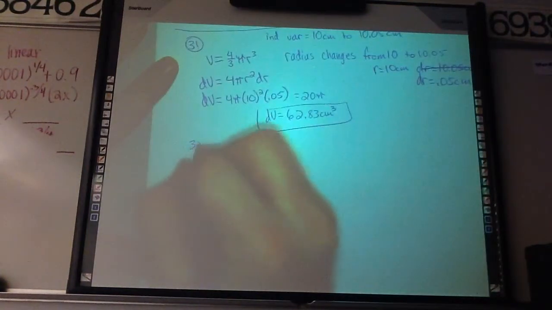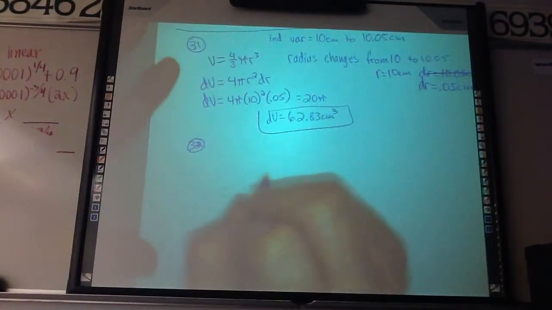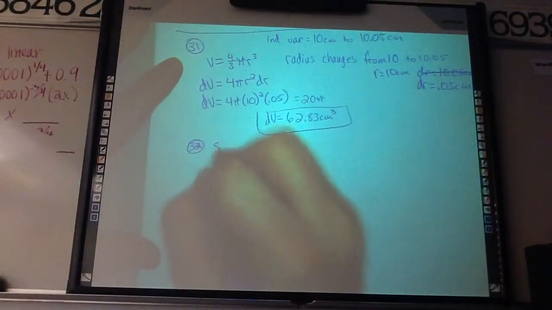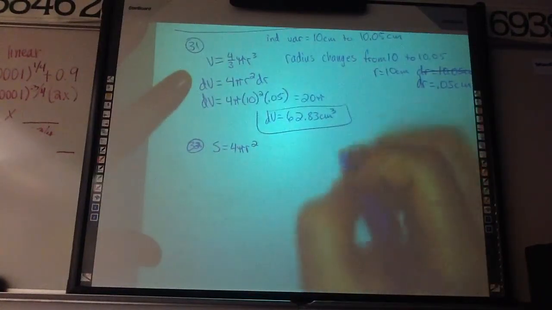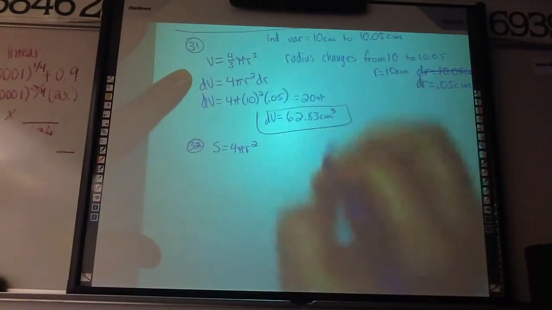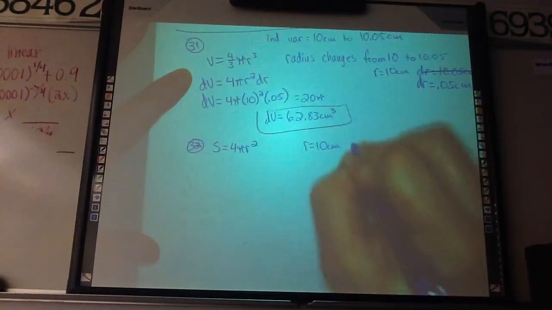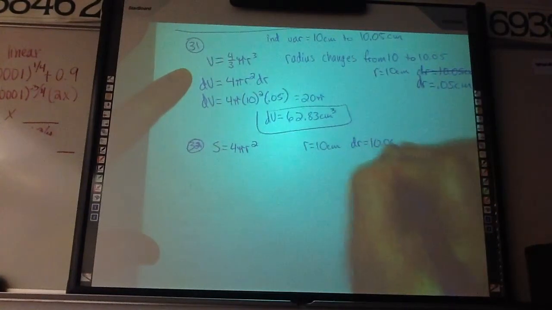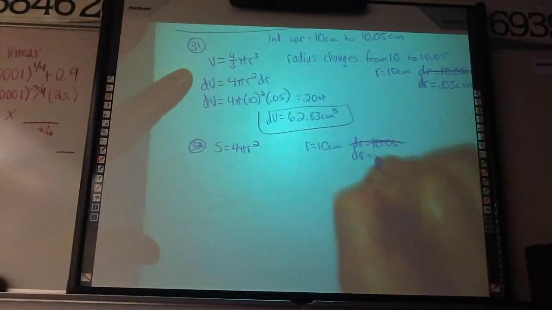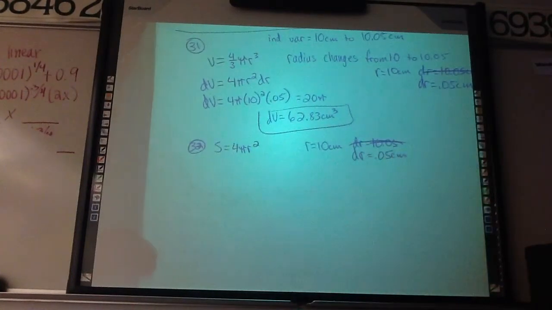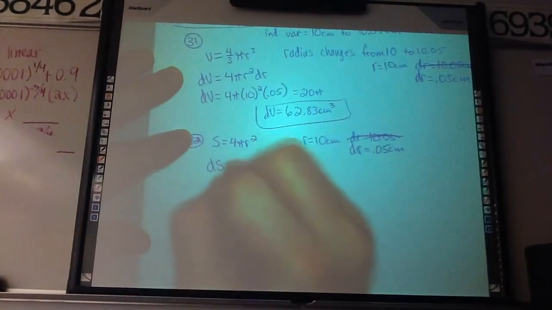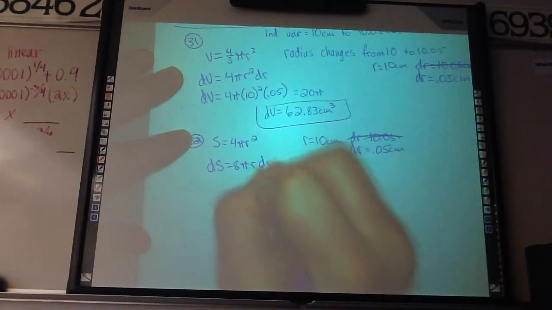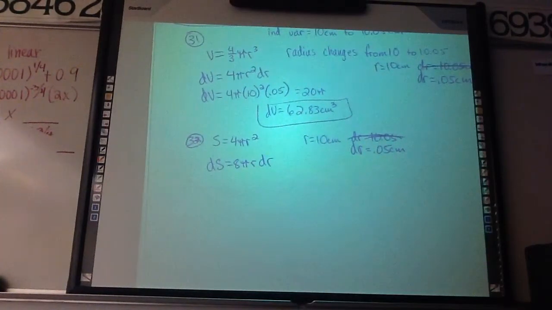And then 32 is kind of the same thing. Oh, it's just surface area. Surface area equals 4 pi r squared. The radius again changes from 10 to 10.05, so we know r is 10 and dr is 0.05. What's the derivative of that? 8 pi r. Plug in 10, plug in 0.05, and you get 12.56 centimeters squared.